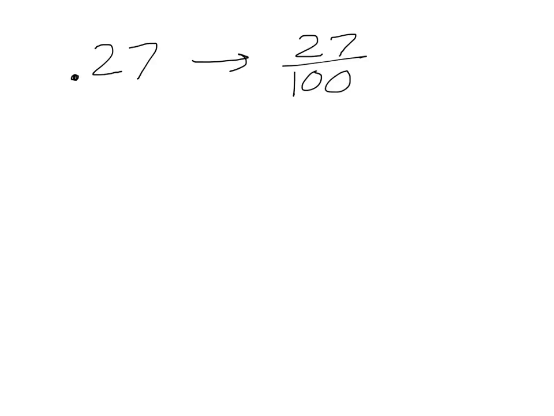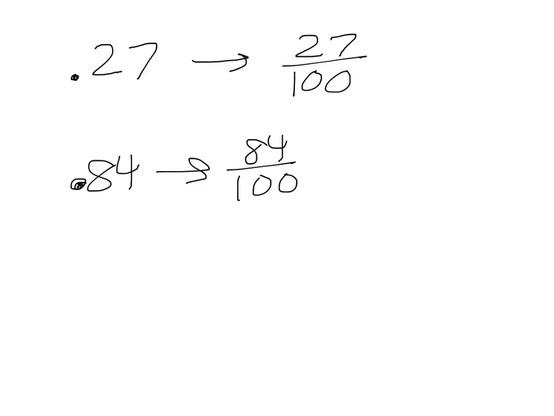But beware, 0.84. That's what? Yes, 84 hundredths. But you're wrong. It's not, because it can be reduced. And I could divide both by 4, and I will get 21/25ths. And that gives me my fraction in simplest form.